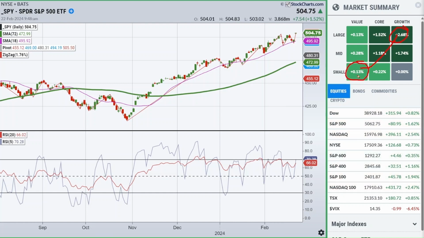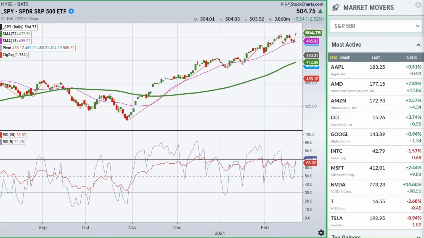I like to see small cap value versus large cap growth. It gives me a real good feel for what's really taking place. You can see there's really nothing going on in small cap land. It's all being focused in on the big names. So now I've talked about this market summary page in the past. One thing I have not brought up is the market movers section.